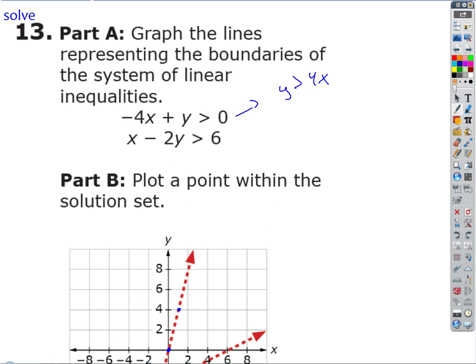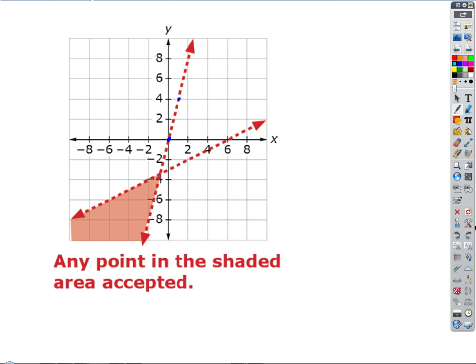Which part am I gonna shade? Well, because this is y is greater than, am I gonna shade above or below the boundary line? Above. I want the y values bigger than the line 4x, right? So we'd come down and we'd shade everything that's above that first line, right? So that's the solution to the first inequality. What about the next one?